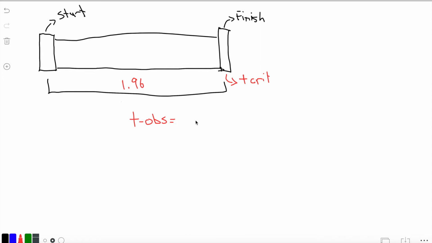In a different example, what if our t observed was rather 0.56? Again, the finish line is at 1.96, which means our runner is a lot behind that. So let's put our runner back here, maybe. Have they passed the finish line? And the answer is no. So they have not surpassed this t-crit, which means our two groups are equal. Hopefully that's starting to make sense.